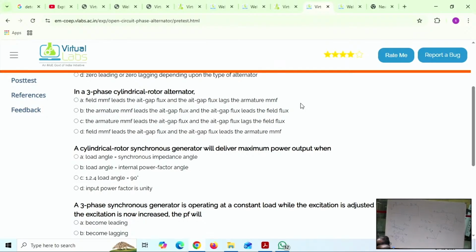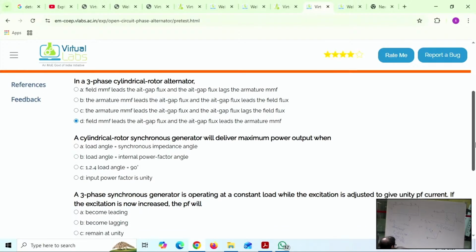Field MMF leads the air gap flux and air gap flux leads the armature MMF. Am I right? If I am wrong, please correct. I think option D. Click it.